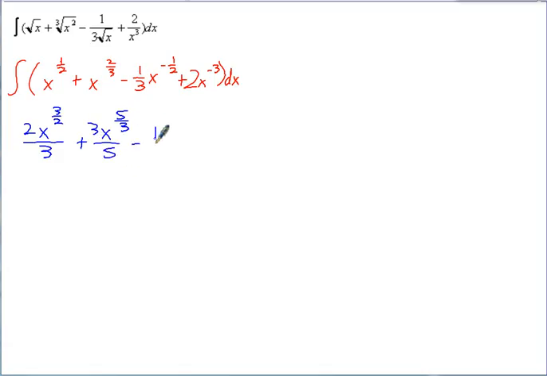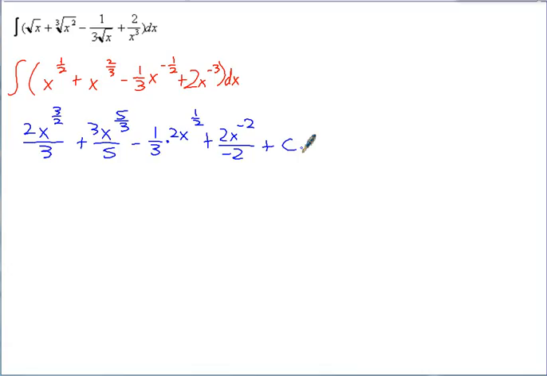Minus 1/3 stays out in front. When you add 1 to negative 1/2, that's like adding 2 halves. That gives you a positive 1/2. Dividing by 1/2 is like multiplying by the reciprocal 2. Plus 2x to the negative 2 when you add 1 to that exponent, divided by negative 2, plus our unknown constant c.